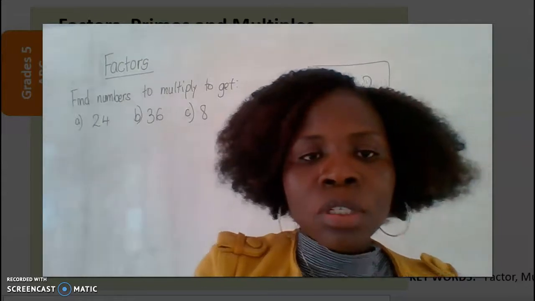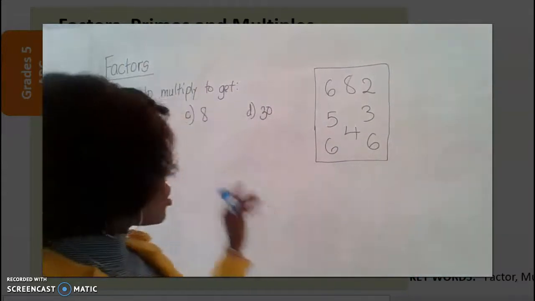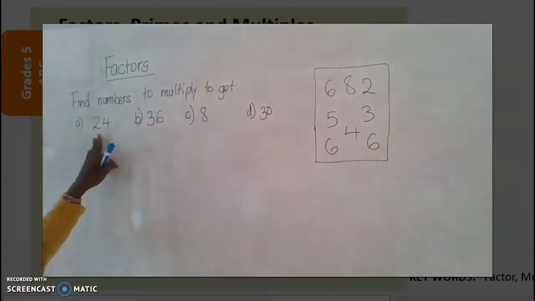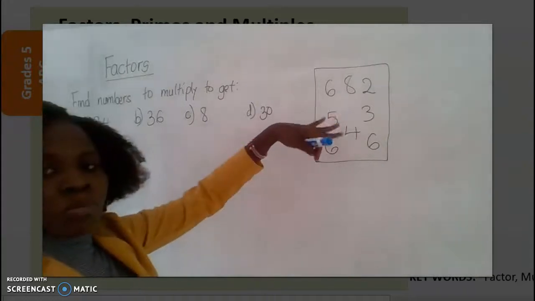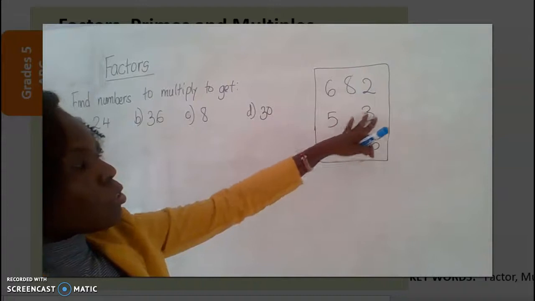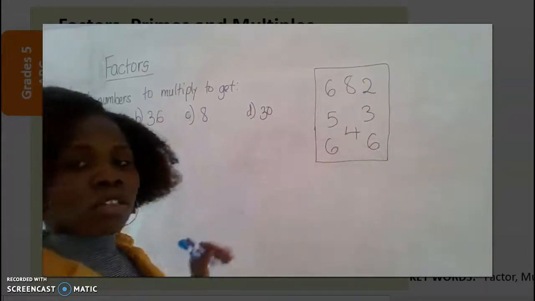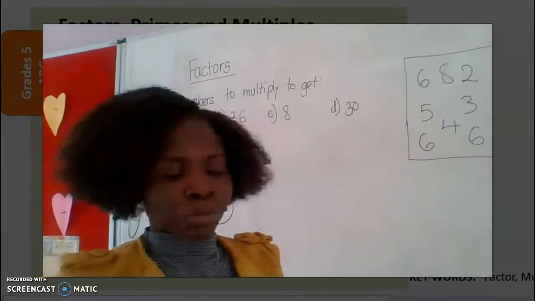So this is what we need to do. Find numbers to multiply to get 24, 36, 8, and 30. The numbers that you're supposed to use are 6, 8, 2, 5, 3, 4, 6, 6. And you're told you can only use a number once. So what do we do?